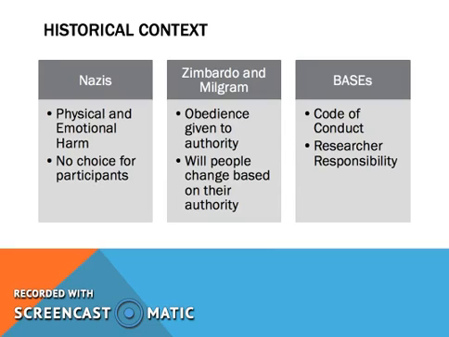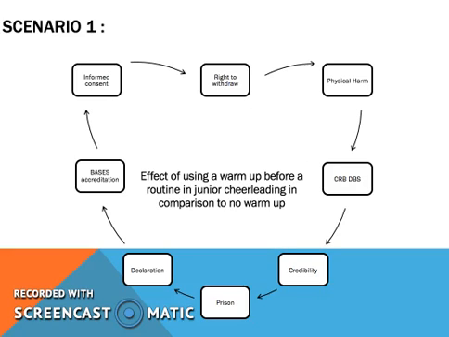Now, after all of this, BACES created a code of conduct for research, and it is the researcher's responsibility to follow this code of conduct. It's basically made up of different rules, and they all have to do with making sure that everything is ethical and legally right. And that was created in 1974. Now, what we're going to do is that I'm going to explain four different scenarios, and I will pick out and evaluate what could go wrong, or possibly went wrong, or what went right in these experiments.